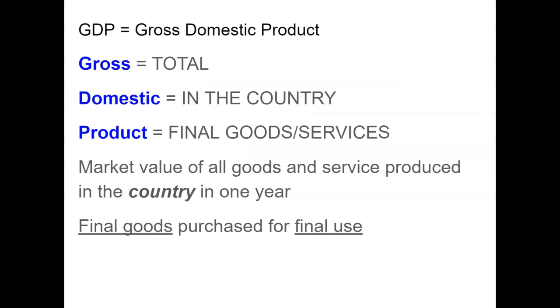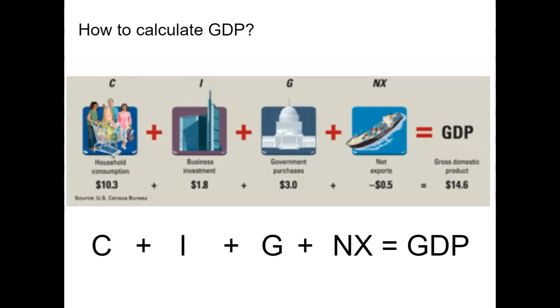So when we talk about gross domestic product, or GDP, and you'll hear this term used a lot if you listen to the news or anything about the economy, gross merely means total, domestic means within the country, and product means final goods and services, not intermediate goods and services, but final goods and services. And so the GDP then is the market value of all goods and services produced in the country in 1 year. And it is final goods purchased for final use. So it will take a little bit of practice, and we'll have some practice on this later on.